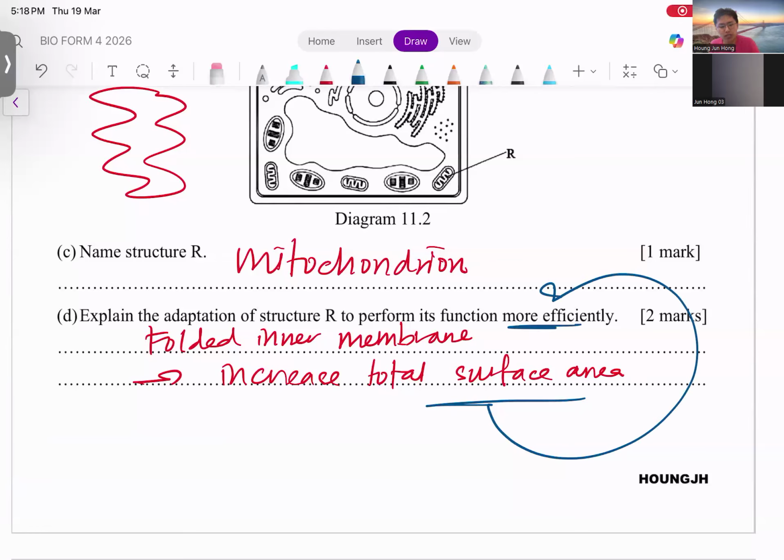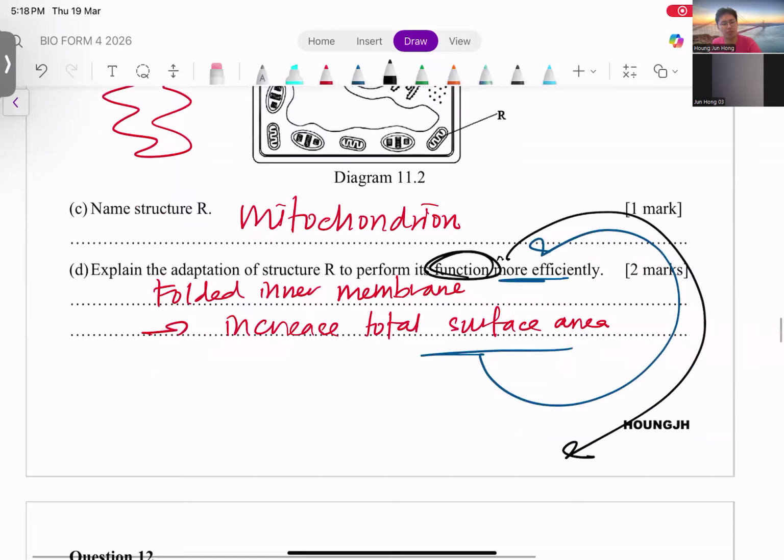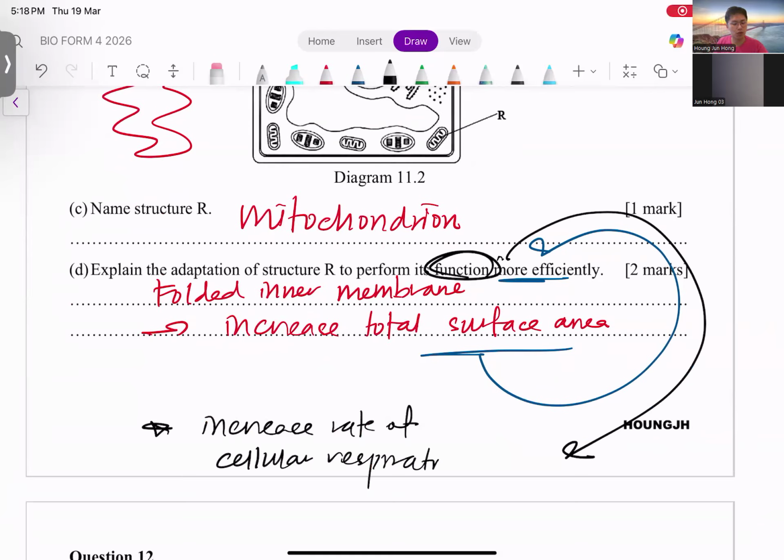And again, essentially, what is a function? The function is basically production of energy. It is to do more cellular respiration to produce more energy. So that point can actually become an answer. Increase rate of cellular respiration, right? Because indeed, whatever adaptation that you have is indeed to improve the function.